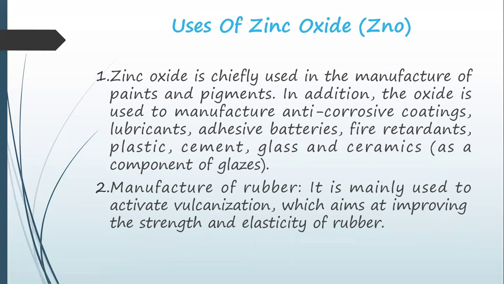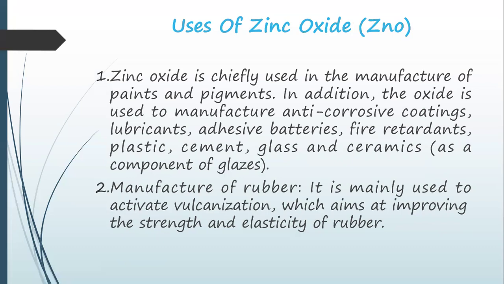The following are some of them. The zinc oxide is chiefly used in the manufacture of paints and pigments. So this is the main use of zinc oxide. In addition, the oxide is also used to manufacture anti-corrosive coatings, lubricants, adhesive batteries, fire retardants, plastic, cement, glass, and ceramics as a component of the glazes.